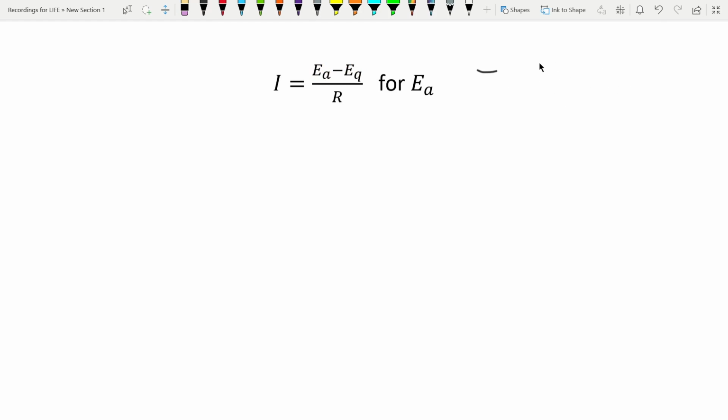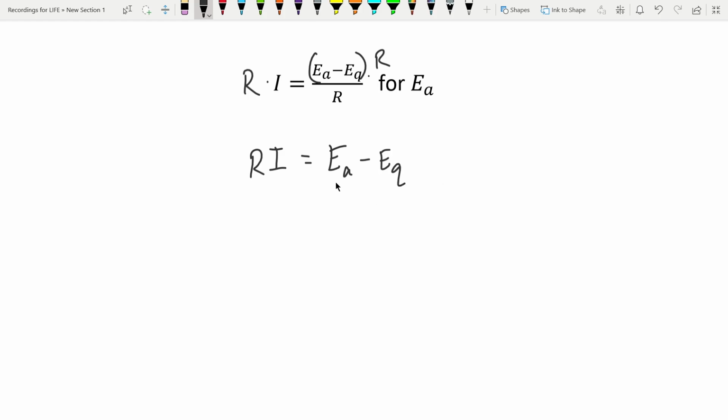Okay, let's solve for EA here. I need to get rid of this fraction because I want to get this unlocked. You can think of this as in parentheses because that's what a fraction bar does. So to get rid of parentheses, we can either distribute the R if you want, or we can multiply the R over to the other side, and that will actually get rid of the parentheses for us. So I'm going to multiply by R on both sides. That's going to give me R times I, or Ri, I'll just write it as Ri, equals EA minus EQ.